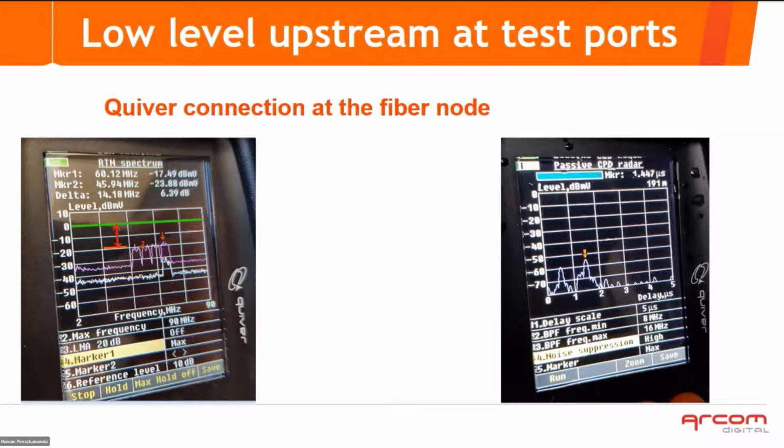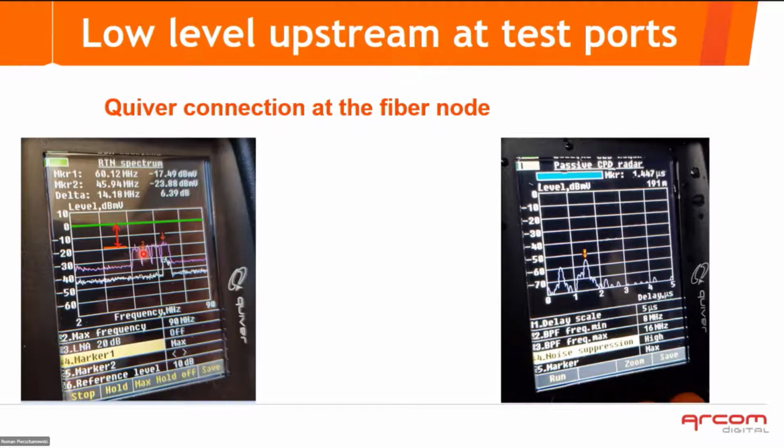Here is an example of how this Q-amp helped us in finding a low-level intermittent CPD source. This CPD was bothering the node for months, and at the time of search, it was very low level.